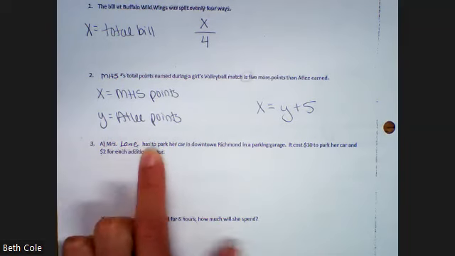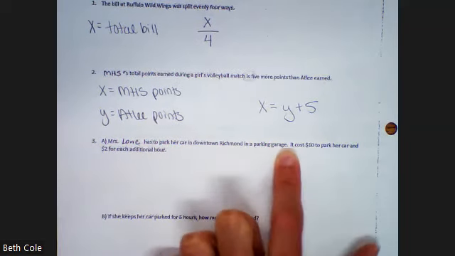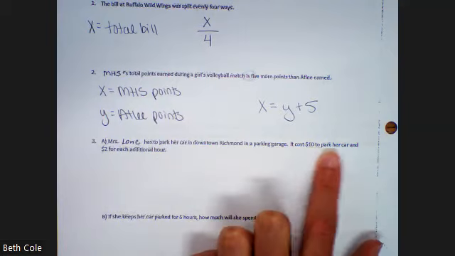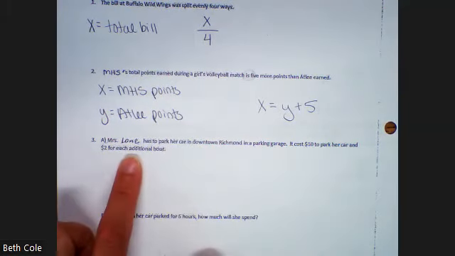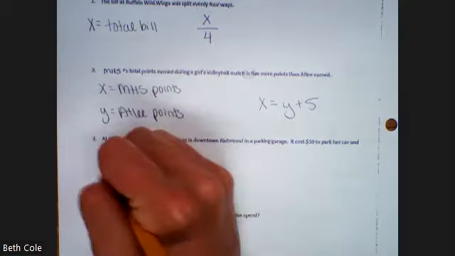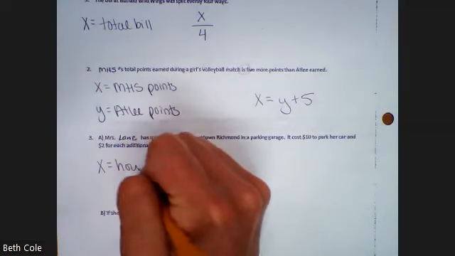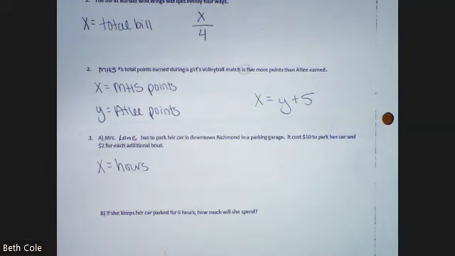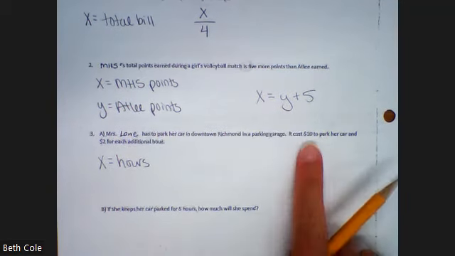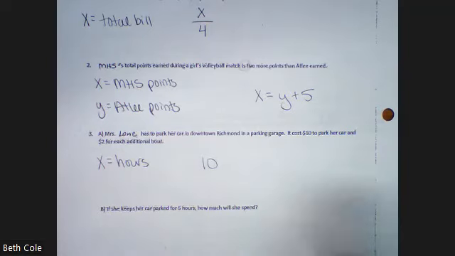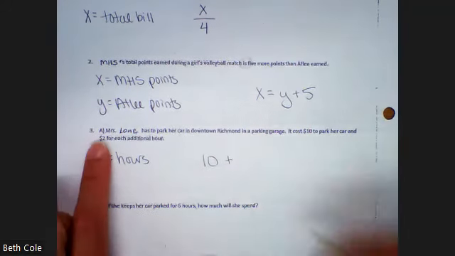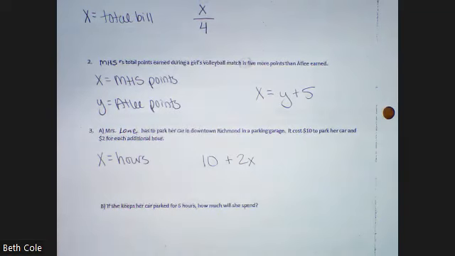All right, Mrs. Lane has to park her car in downtown Richmond in a parking garage. It costs $10 to park and then $2 for each additional hour, okay? So X is gonna be what in this situation? Yeah, the hours, how many hours she parked. You pay based on how long you parked there. I know you guys don't drive yet, but you know how the costs work, or it's kind of like putting quarters in a meter. It's just this is way more expensive because everything costs more now. All right, so it would be $10 to park, you just pay that plus 2x, $2 for each additional hour.